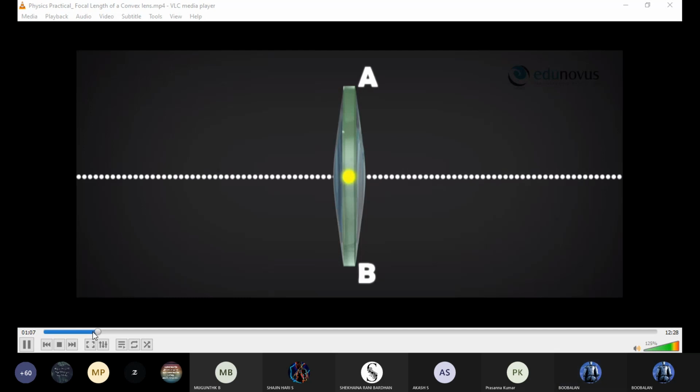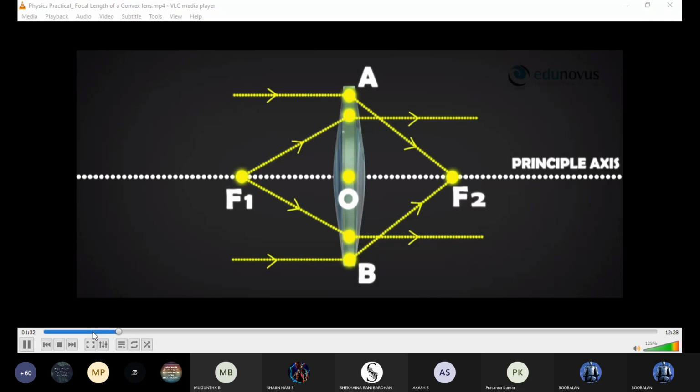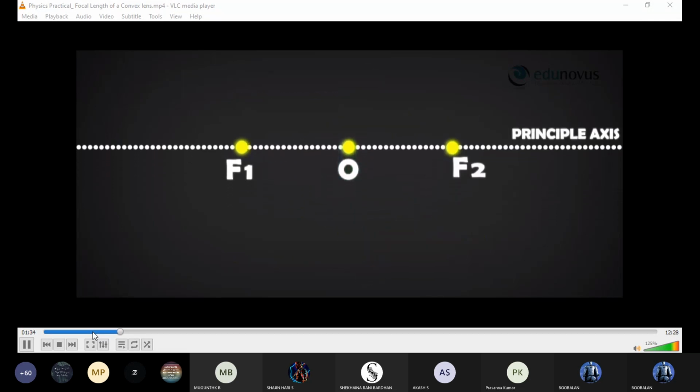First principal focus is a point on the principal axis of the lens, where a ray diverging from it, after refracting from the lens, goes parallel to the principal axis. Here, F1 is the first principal focus. Second principal focus is a point on the principal axis of the lens where an incident ray parallel to the principal axis meets after refraction from the lens. Here, F2 is the second principal focus.